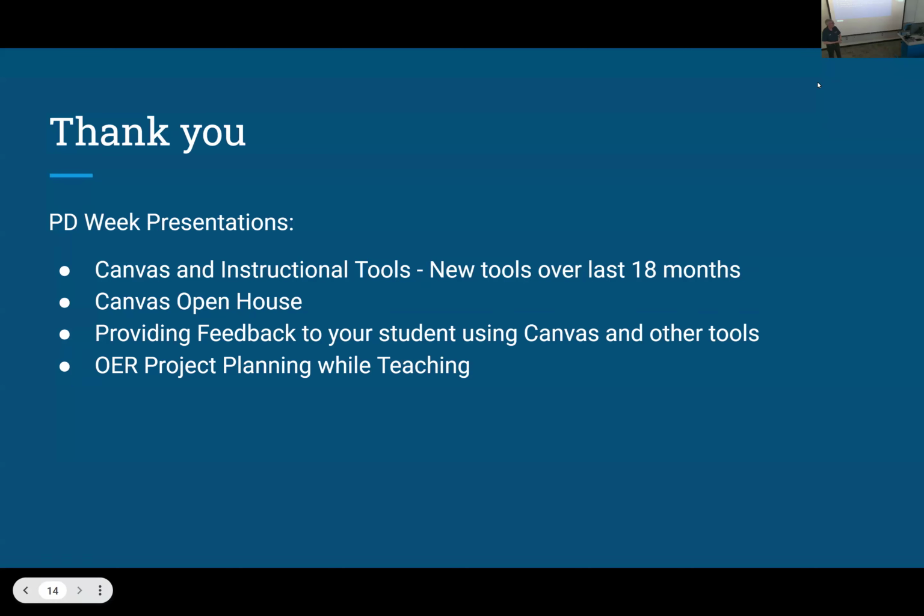During PD week, I've got a number of presentations. One of them, Canvas and Instructional Tools, I take the last 18 months and I cover between 30 and 60 items. So you thought I went quickly this way? That one is literally a minute to 2 minutes per item, because there's that many changes that are going on. And I take, like I said, the last 18 months. So a couple of these will be on there, most of them will not.